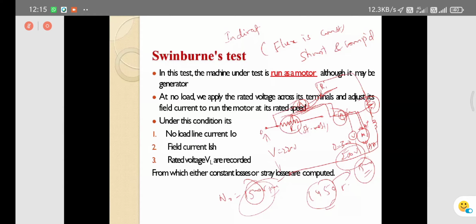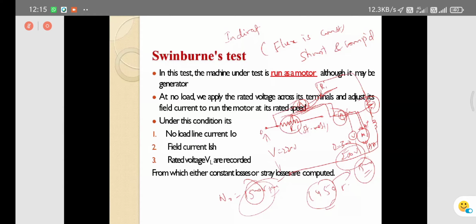Here one DPST switch will be there, and over here some fuse rating will be there, 3 amps. This is the DPST switch, double pole single throw switch. This is the no load line current, I naught. These are the 3 terminals: line, field and armature terminals.